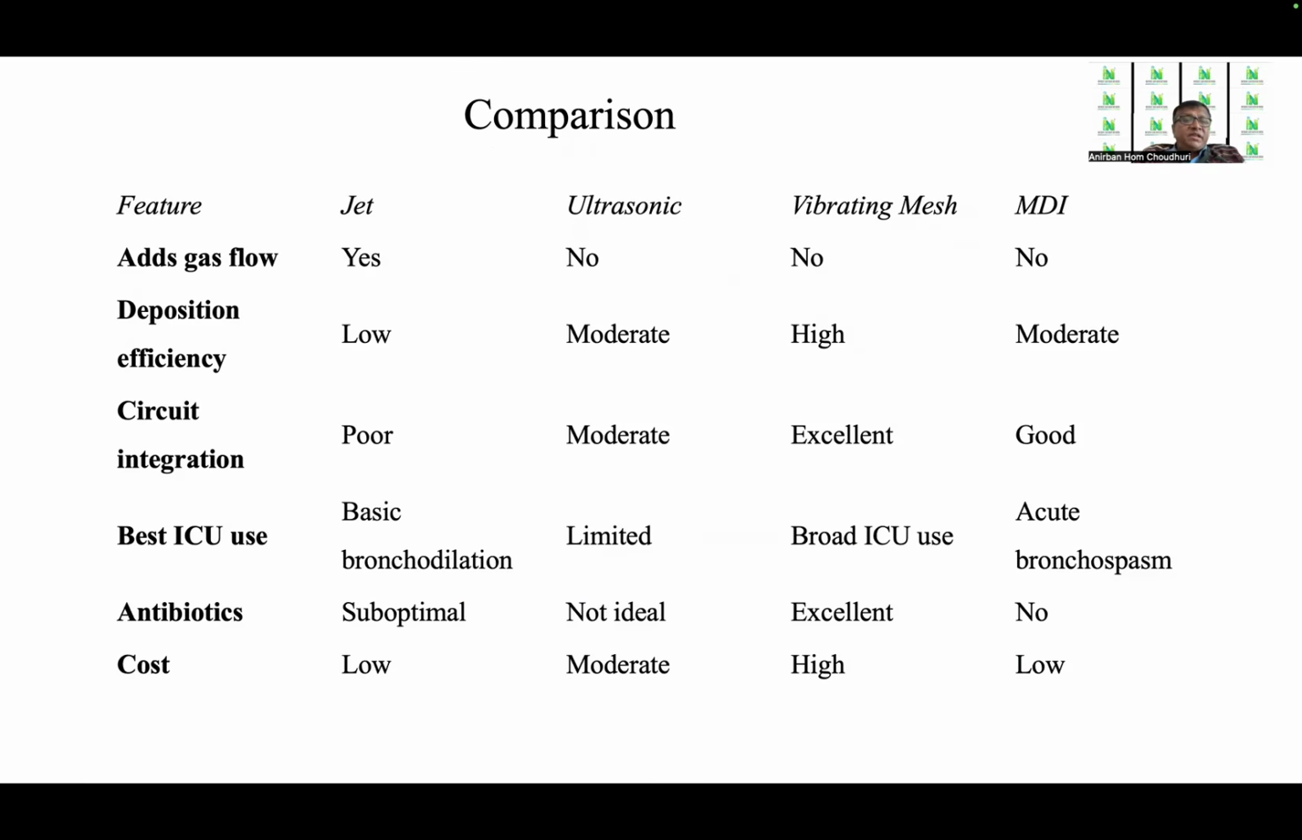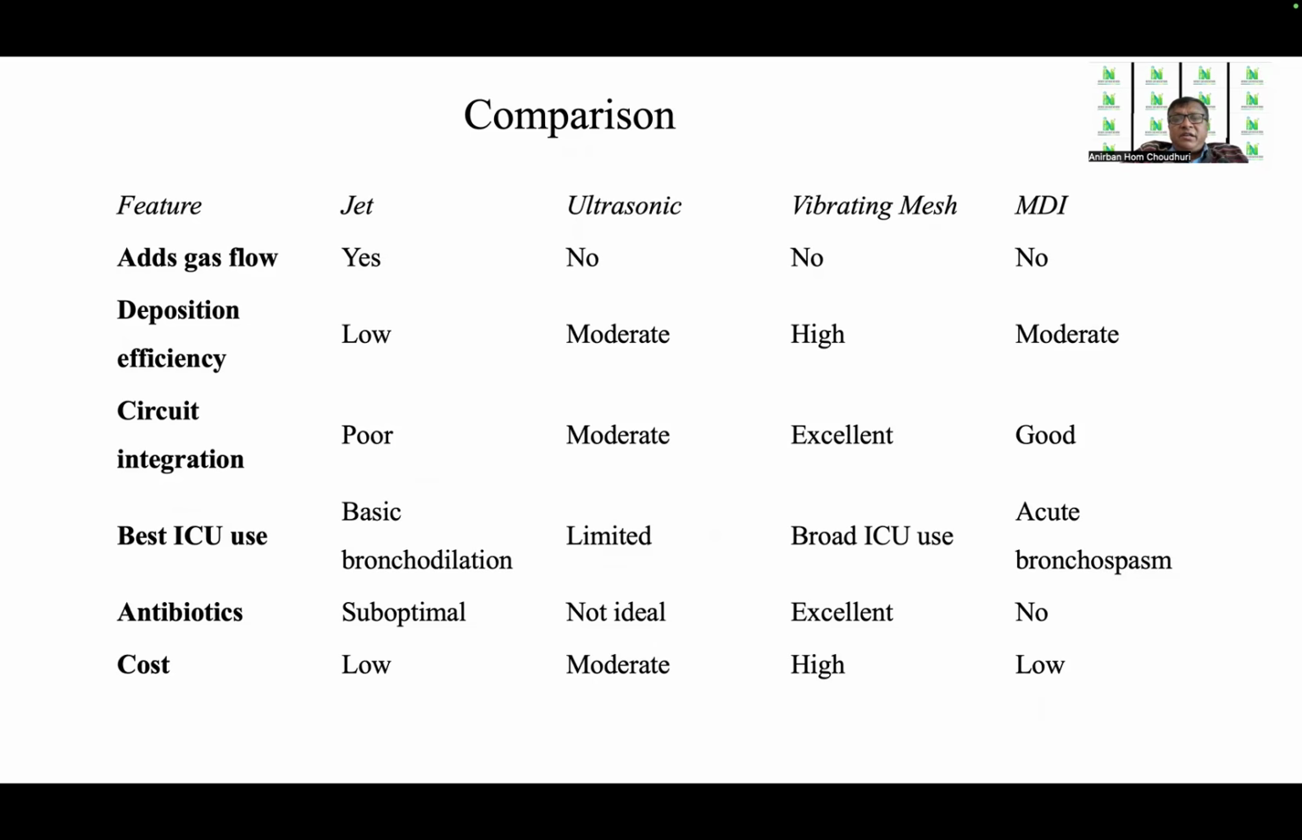If we compare the devices, we can see that the jet nebulizer adds gas flow, so it dilutes the FiO2 and the flows are increased, so the ventilatory settings get altered. None of the other devices, ultrasonic, vibrating mesh or MDI, adds gas flow. The deposition efficiency is high with vibrating mesh, so almost all the particles which are required to be deposited in the lungs, in the lower respiratory tract, get deposited. It is moderate with ultrasonic and MDI, and it is low with jet nebulizer.